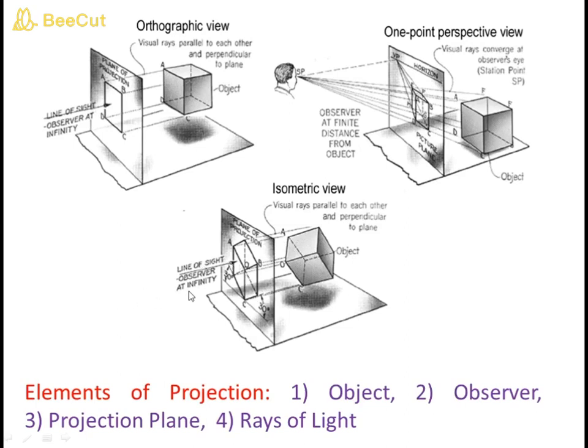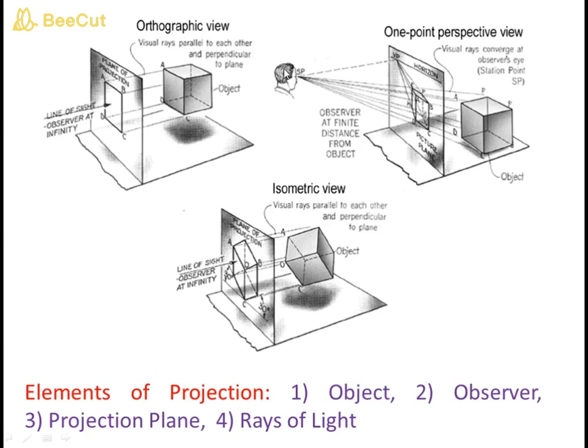Rays of light are parallel to the ground level. But if you are projecting, because of the tilting of the axis, you will get a 3D picture like this. But here all the axes are equally inclined to the reference plane, so you will get a picture like this, but it won't give you a real-time appearance. So you can understand from isometric view that it is a 3D picture, but it won't give you a real-time feeling.